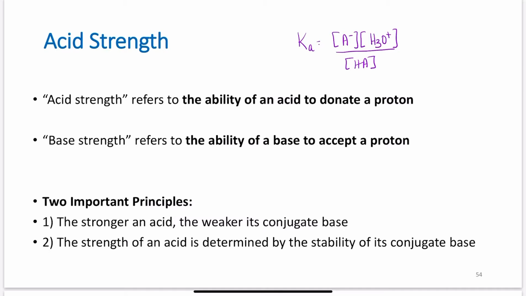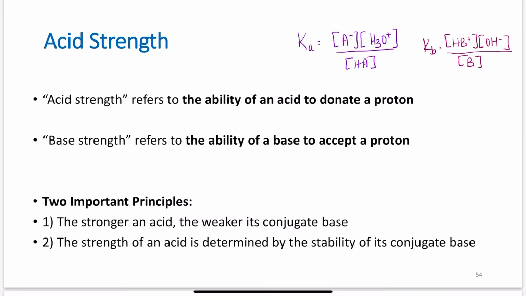And for base strength, this is the ability of the base to accept a proton. If we look at Kb, we can say this is equal to the conjugate acid that is formed after donation times the concentration of hydroxide divided by the original concentration of our base. Or if it's a strong base, we just know it is a strong base, but how do we predict the relative strength of these? There are two important principles that you have to keep in mind when doing this.